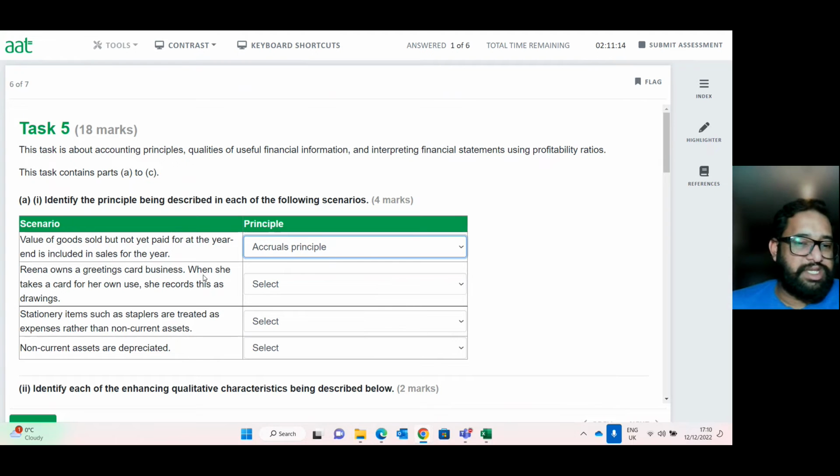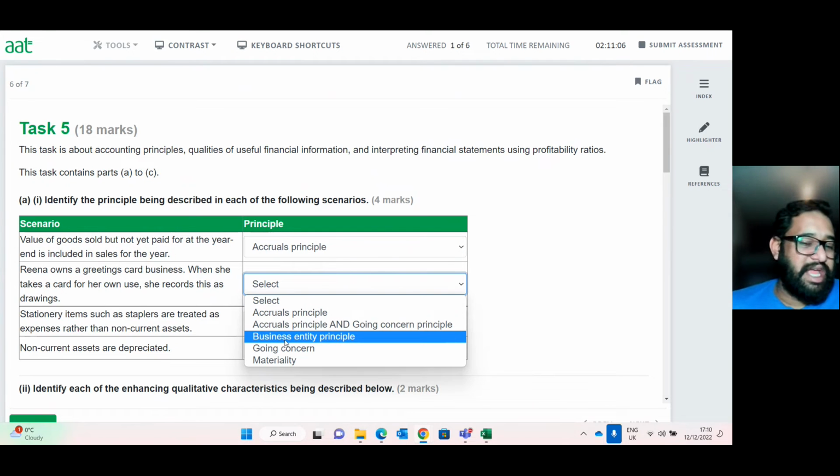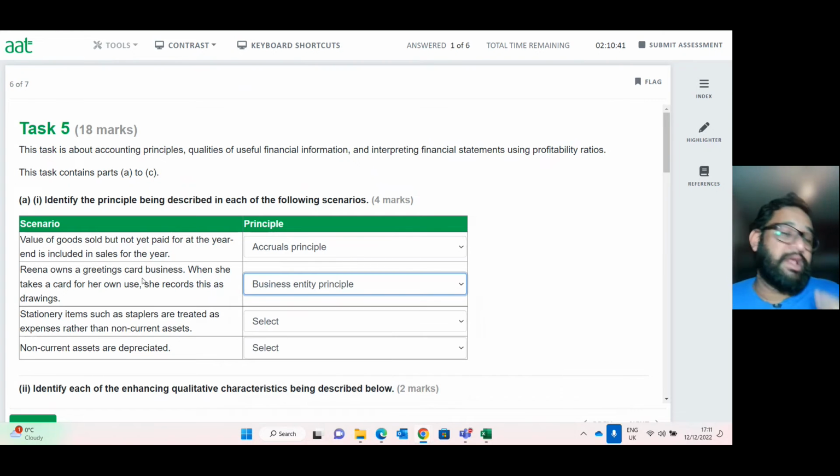Rena owns a greeting card business. When she takes a card for her own use, she records this as a drawing. Of course, that is the right principle: the business entity principle, or the dual effect principle. Your business is different from the owner, because legally they are both different, and for accounting purposes we consider it that way as well. Sometimes for other legal procedures, the owner is responsible for all the business's debts because they have unlimited liability as a sole trader. But for the purpose of accounting, we classify that person as separate from the business. So that is the business entity principle.